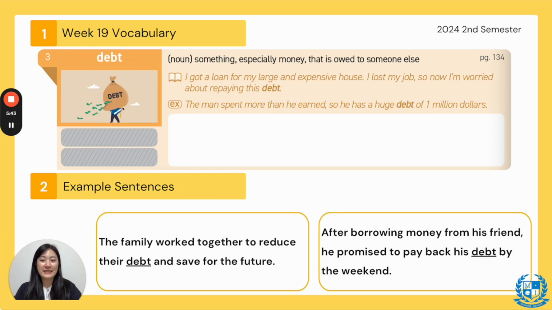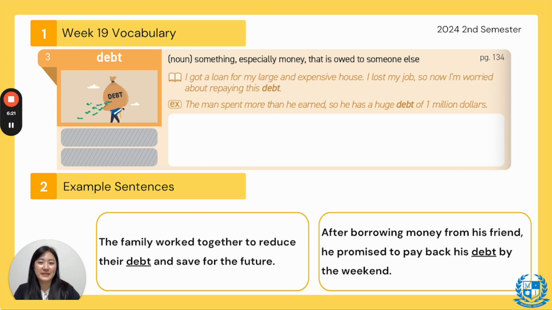Number 3, everyone say debt. Debt. The part of speech is a noun, and it means something, especially money, that is owed to someone else. So you have to give it back to them. In our book, it says, I got a loan for my large and expensive house. I lost my job, so now I'm worried about repaying this debt. So they got all this money from the bank, but now they lost their job and they don't have money anymore, so they don't know how they're going to pay back the money. So to pay back the debt.